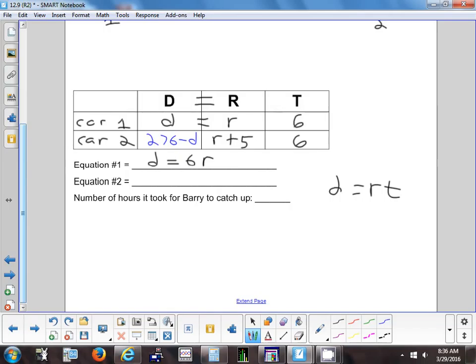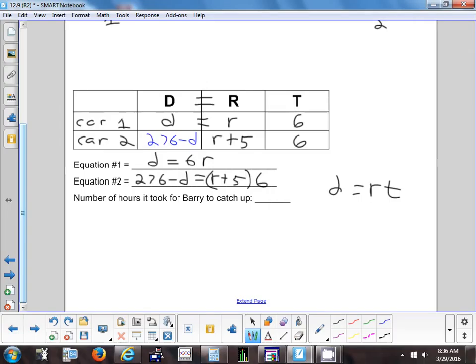Okay, equation 2. My distance is 276 minus D. My speed is R plus 5. And my time is 6. Okay, any questions on that? Would you have to distribute the 6? Yes. Wouldn't I put it like equals 6R? You could put equals 6R plus 30 if you distributed out the 6.